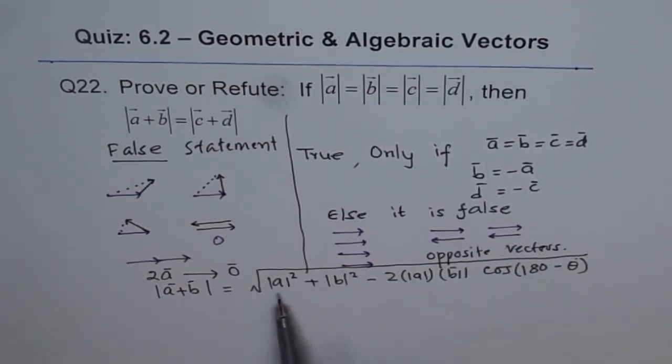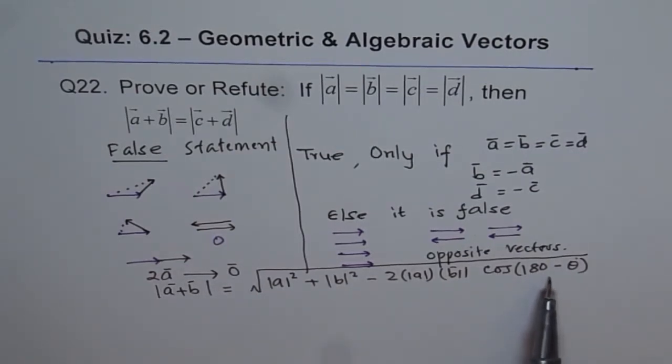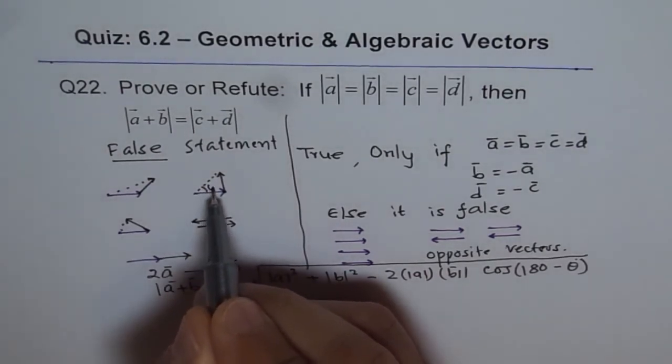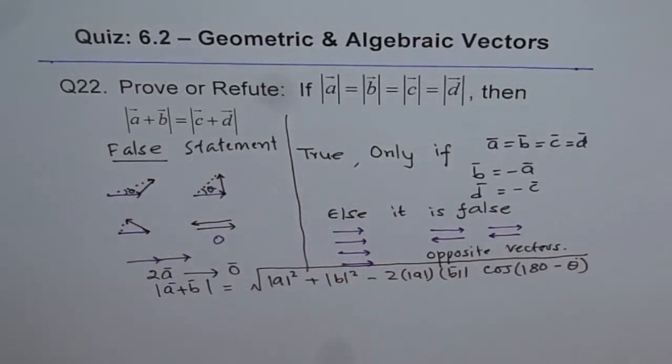So that is the answer. It is not just A squared plus B squared. This factor 2AB cos of the angle between them makes a huge difference, where we are assuming that the angle between the two vectors which we are adding is theta. Since cos of 180 minus theta is actually minus cos theta, you can at times write plus 2AB cos theta, which is an alternate way of writing the sum of vectors. So that is how we can explain that this statement is incorrect. I hope you understand. Thanks and all the best.